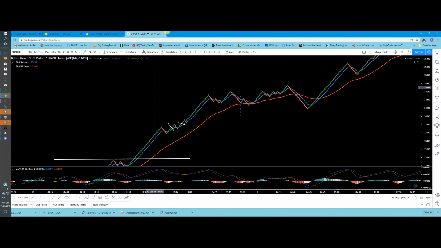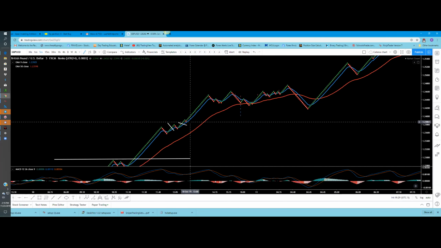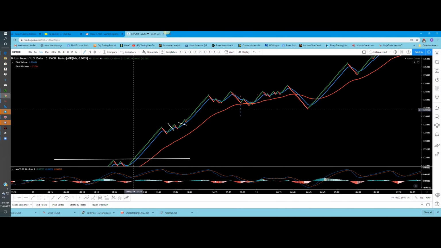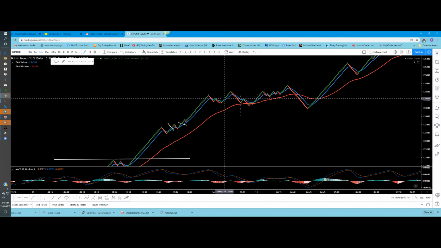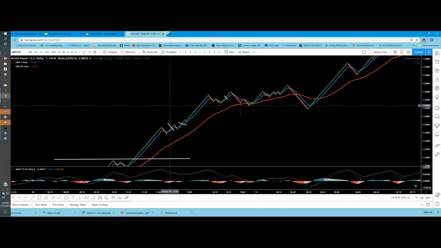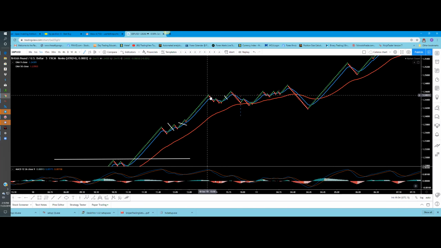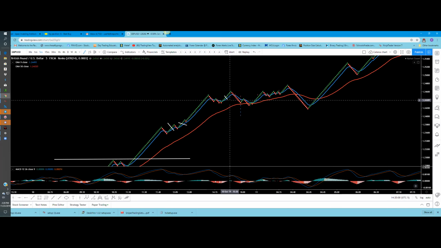Now, this is about to be the tricky one. Go to your next area where you would look to enter the market. Nope, we're already in that area. Now, why would I have entered there? Because it's still above, so I would still be in it.